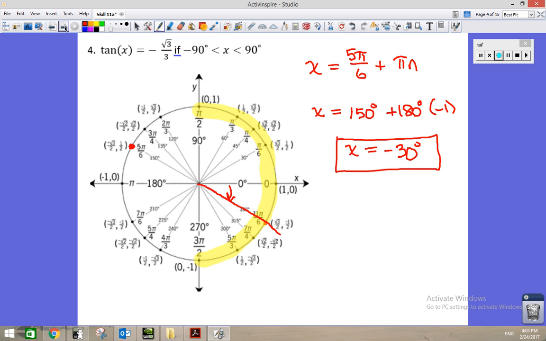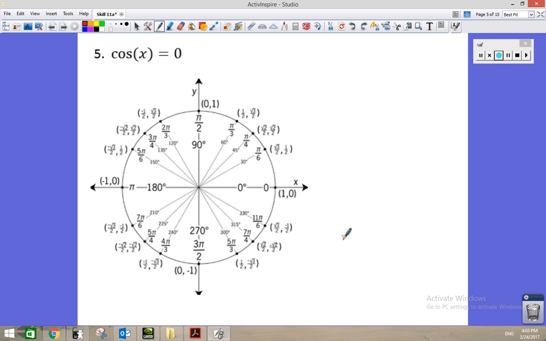All right, so let's look at this next one. Cosine of 0. I'm looking here on the unit circle where I have an x-coordinate of 0. It happens right here at pi over 2, and it happens down here at 3 pi over 2. So this equation has infinitely many solutions. One of these solutions is pi over 2. And if I add complete revolutions to find coterminal angles to pi over 2, those will be solutions as well.